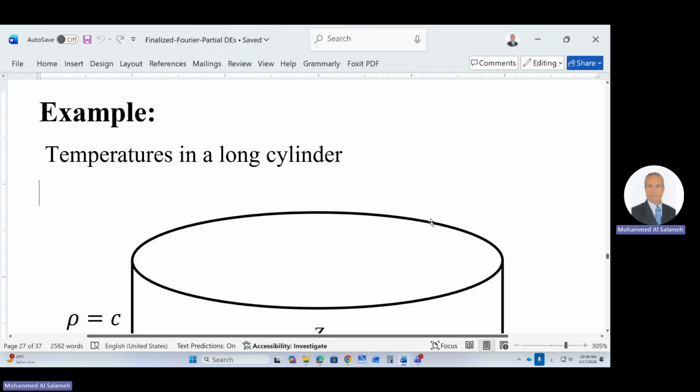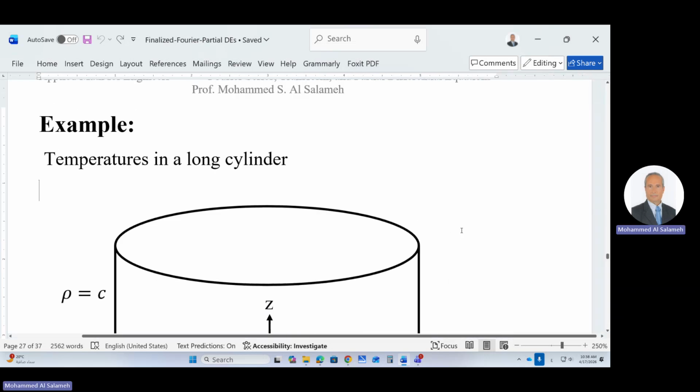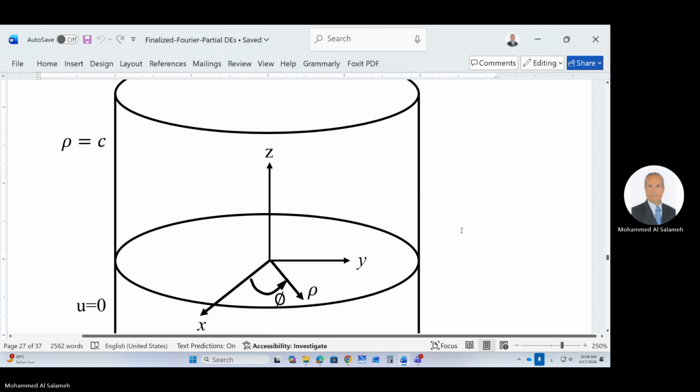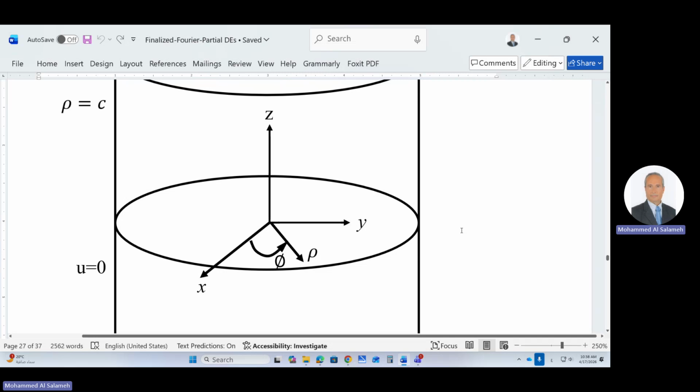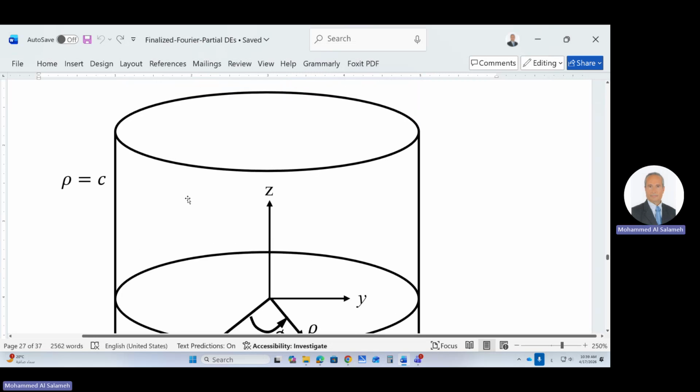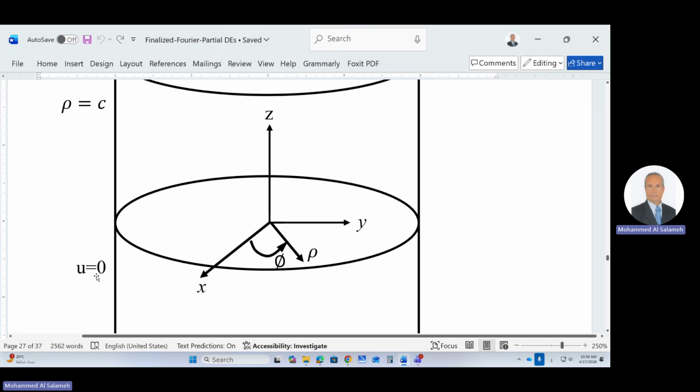We continue the lecture now. This is an example where we will have a Fourier series at the end of the solution. This problem represents a circular infinite cylinder. We want to find the temperature distribution inside the cylinder, given that the temperature U is equal to 0 on the outer surface of the cylinder with radius C. So at rho equals C, the temperature U is equal to 0.